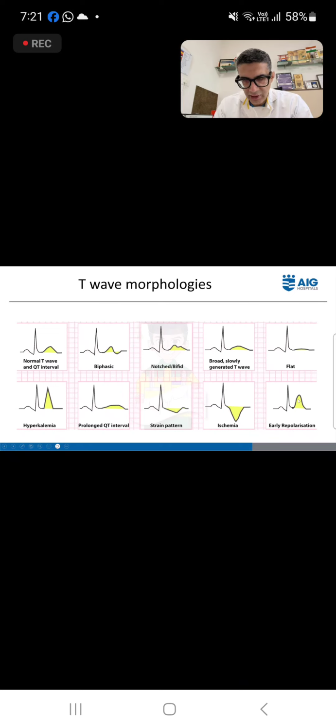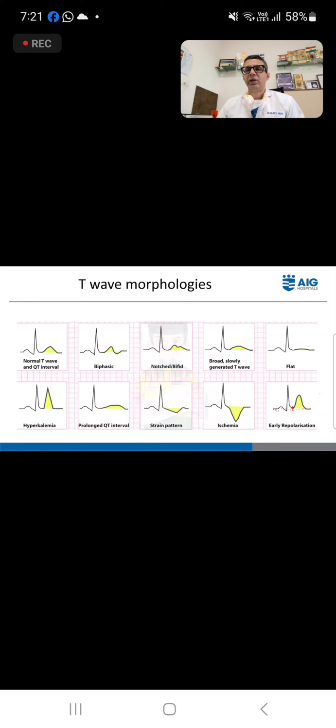Then we mentioned about early repolarization, or in hyperacute MI, you can have a very tall T wave. In early repolarization, what happens is that there is a J point elevation. So this is the baseline. The end of the QRS is the J point. Now you can see that the J point has gone up. So this could be just a normal variant, and from there the T wave picks up. So J point elevation is indicative of early repolarization.